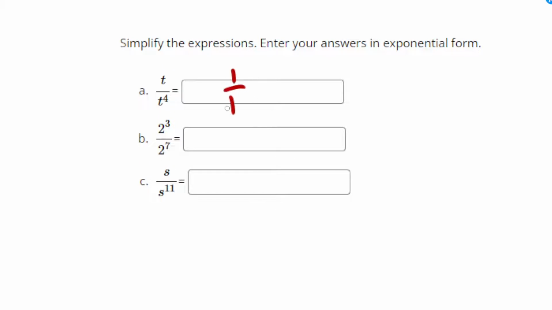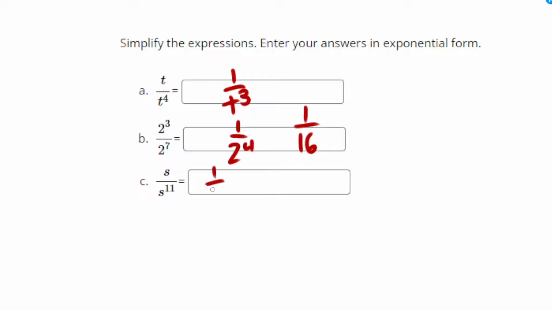Now we're subtracting, right? So we have 1 over t to the 3. We don't want any negative exponents in our answer. We have 2 to the 3 over 2 to the 7, which is the same as 1 over 2 to the 4th. And then they might actually want you to simplify that into 1 over 16. Let me double check on that. So 1 over 16. Yeah, so that would be the answer for that.